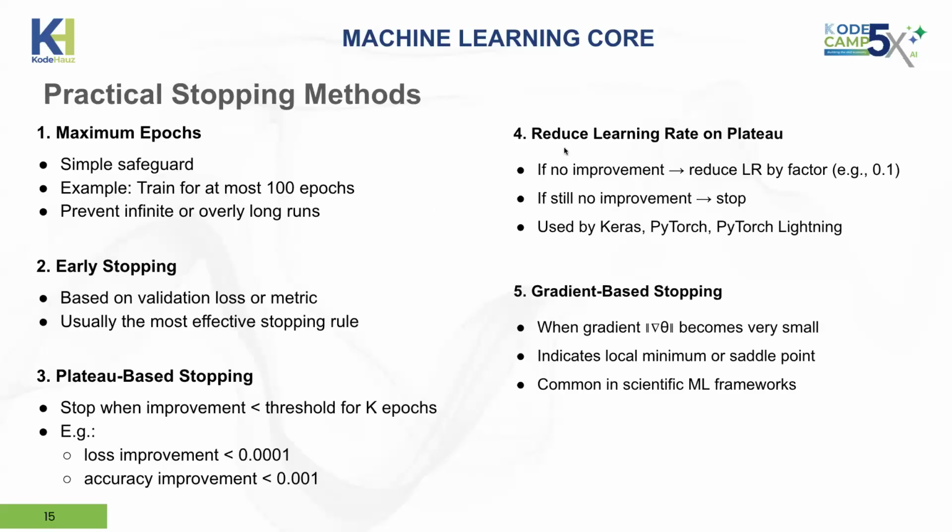And some of the ways that you can implement it: you can use a maximum epoch. You can use early stopping based on some metric. You can use plateau-based stopping, which is when the model loss is not really changing by a significant value. You can also reduce the learning rate when you get to the plateau instead of just stopping. You reduce the learning rate first and see if the model begins to learn. If it doesn't, you stop, or you can reduce it further. But at some point the learning rate is so low that you know it will not learn. And then, of course, gradient-based stopping when the gradient is very small.